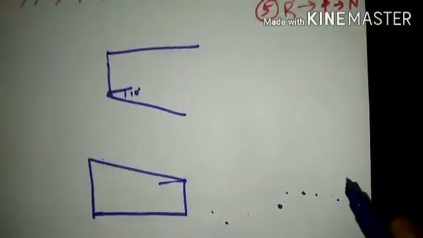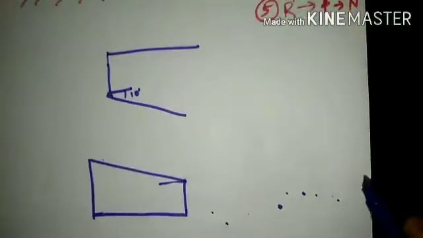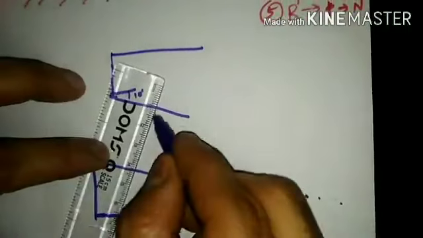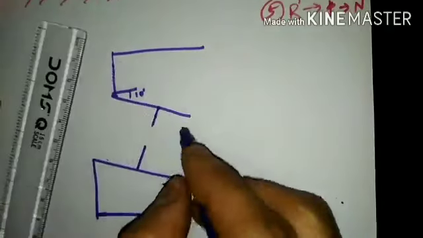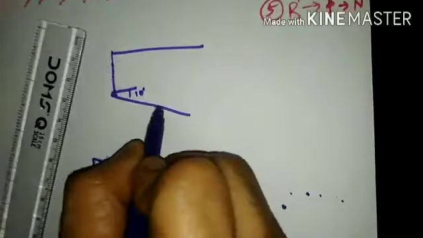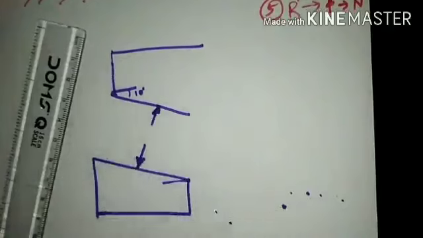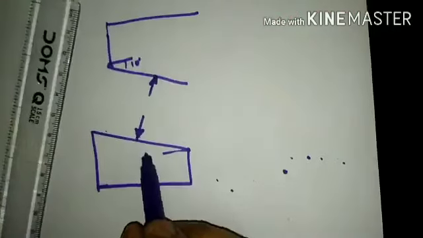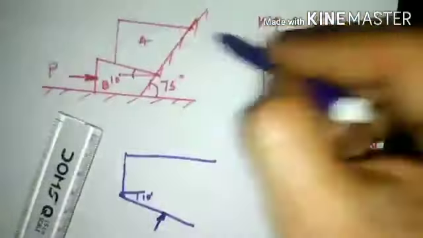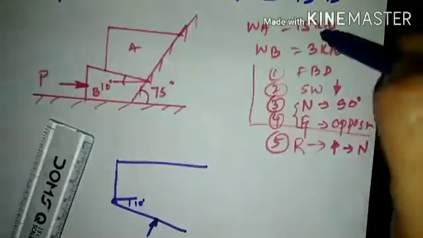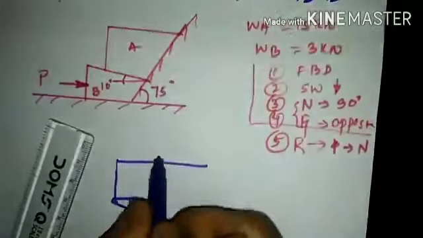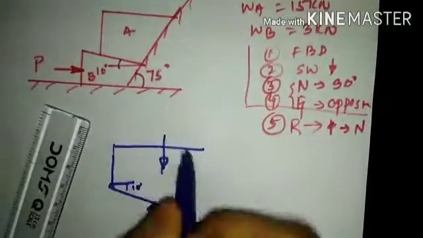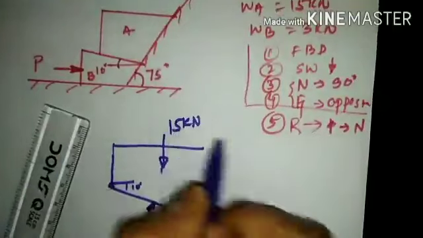Now here, the normal reaction will be perpendicular to the plane of contact. Perpendicular to the plane of contact means it will make 90 degrees to the plane of contact. So when it makes 90 degrees here, this reaction shall be shown in the upward direction, and on this face it will be shown in the downward direction. The reason is that block A of 15 kilonewton will have a downward direction because it is self-weight. Because of gravitational attraction, the self-weight will always be in the vertically downward direction.